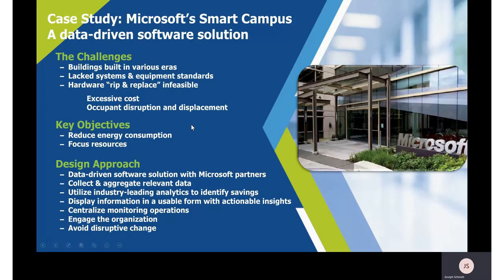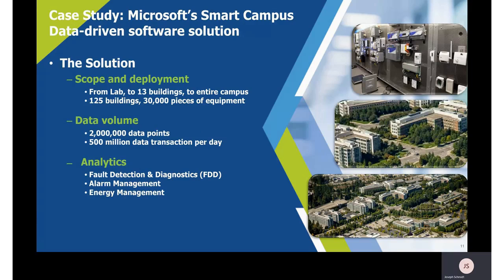They started out with how do we make decisions that are cost effective and impact our tenants and our facilities themselves. And so, they looked at 13 buildings. They have an entire campus of 125 buildings, a staggering amount of HVAC equipment, and a tremendous amount of data. I mean, we're talking 2 million data points with 500 transactions during the day. And how do they get their arms around that?